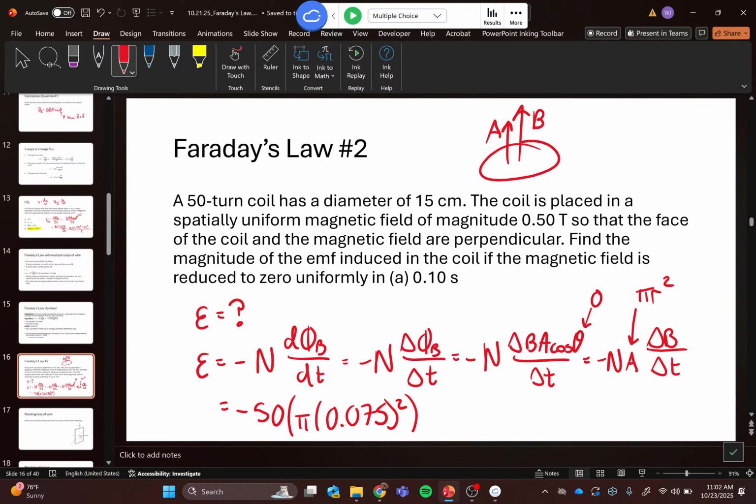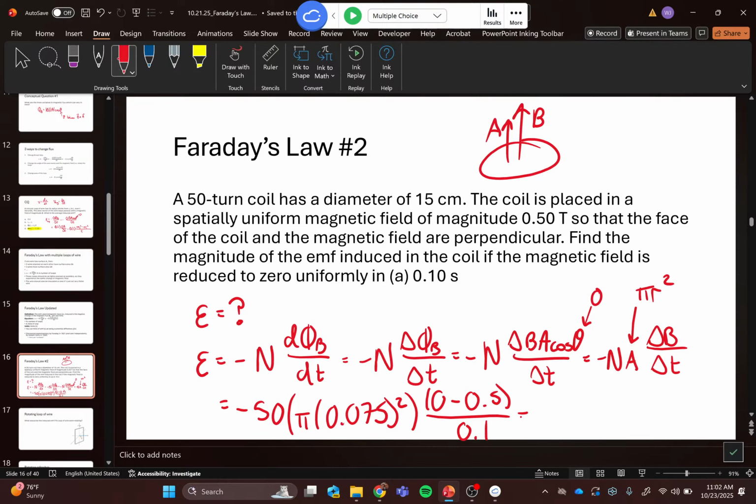All right, the magnetic field starts at 0.5 and it ends at 0. Remember it's final minus initial. We end at 0 and we start at 0.5, so we put the order that way. It says the magnitude of the EMF if the magnetic field is reduced to 0 in a certain amount of time. So it starts at 0.5 and then it goes to 0, and my time here is 0.1. If you plug in those numbers, it spits out another number, and that's the voltage you generated.